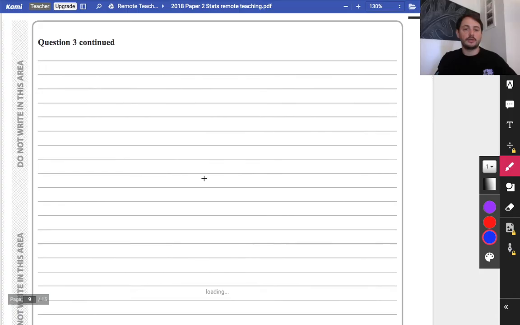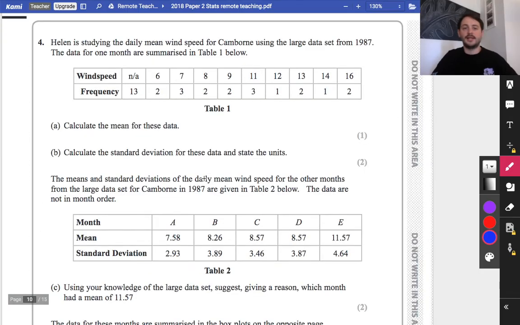Okay, we've got question 4 and 5, so we're nearly there. This time it is a large data set question. As soon as we see the word Camborne, we know it's about that town. Helen is studying the daily mean wind speed for Camborne using the large data set from 1987. The data for 1 month are summarised in table 1 below. Calculate the mean and the standard deviation for this data and state the units.